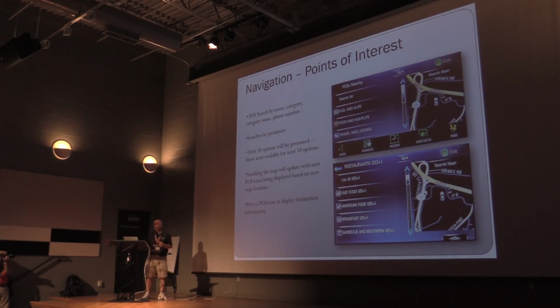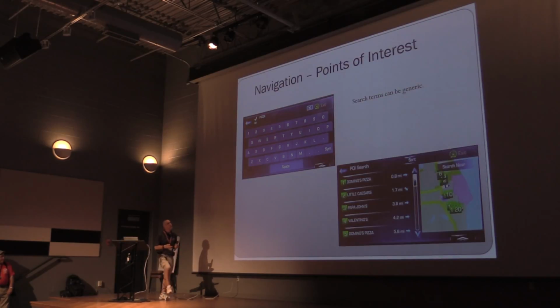The first 20 options are going to be presented. Down the very bottom of the list is a Show Next icon. And after you get past those first 20, pressing Show Next will bring up the next 10 that you can gain access to. Scrolling the map will update new POI icons that were found in its search. So on the right-hand side of the screen, you can scroll your finger on that map and you can change that list. If you hit the scroll bar, you're going to raise and lower the selection choices. So pressing on a POI from the map screen will give an icon to display its destination information.